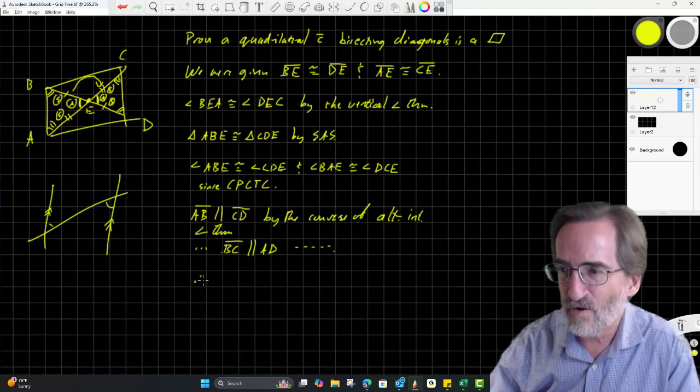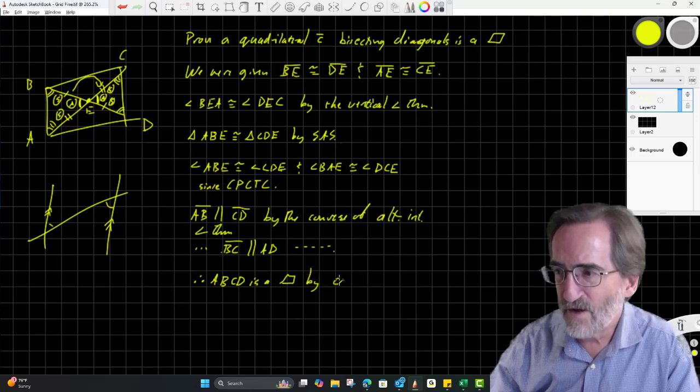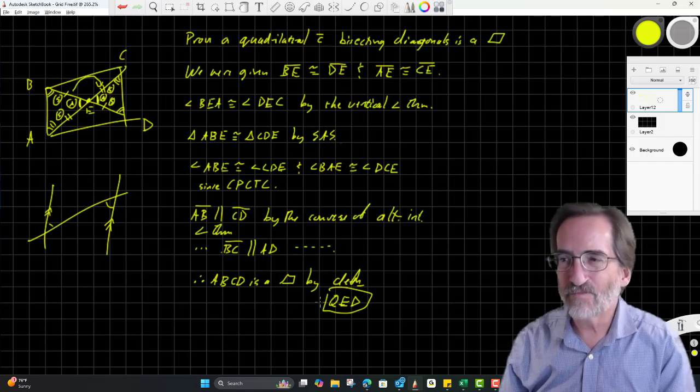So therefore, ABCD is a parallelogram by the definition of parallelogram. QED, quod erat demonstrandum. We set about to prove it, and we proved it.